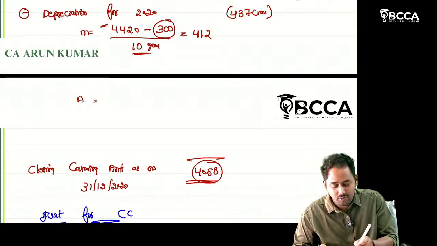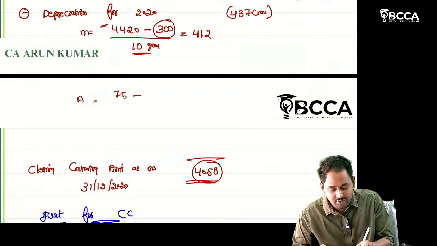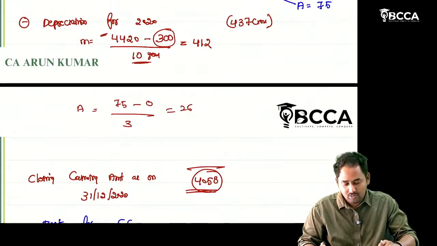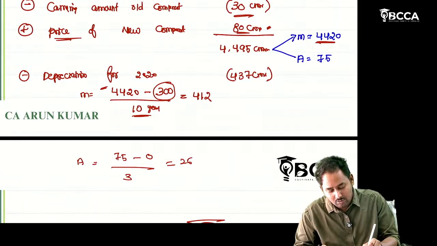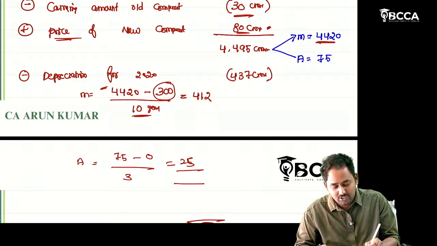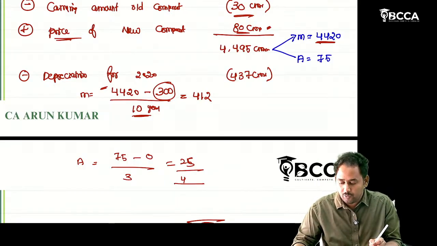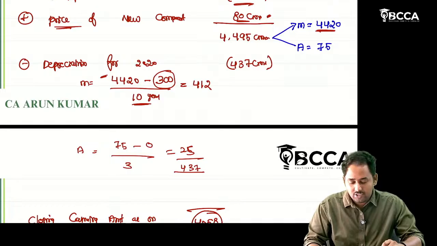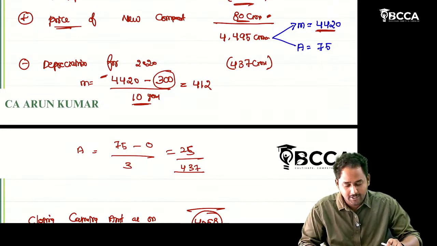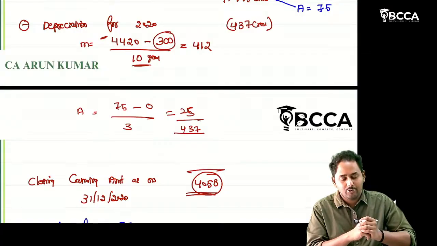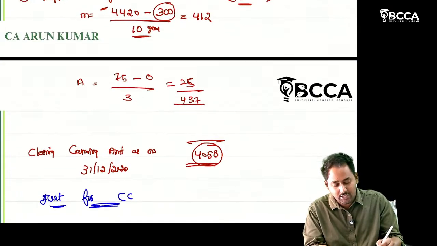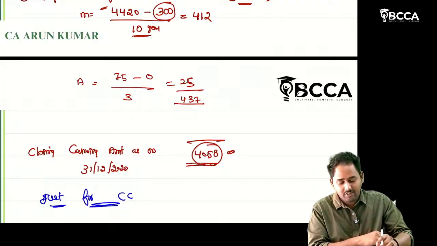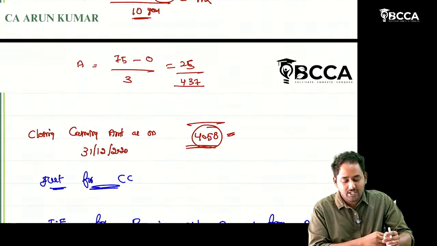Then what about the additional component? So the remaining opening carrying amount 75 minus 0, divided by the remaining 3. So it is 25. Then what is the total depreciation for 2020? 412 plus 25, 437. Okay, so this is the total depreciation for 2020. So 4495 minus depreciation for 2020, then I got 4058. So this is the closing carrying amount as on 31st December 2020.